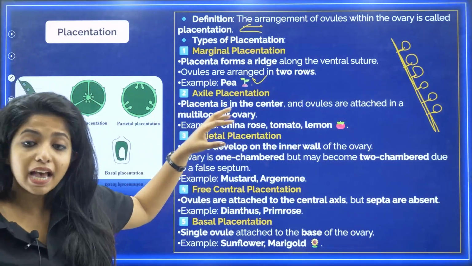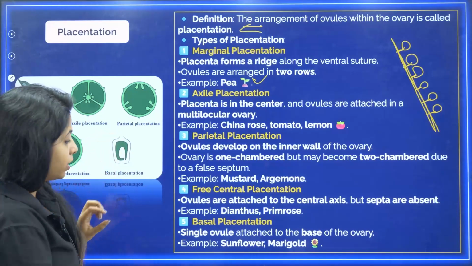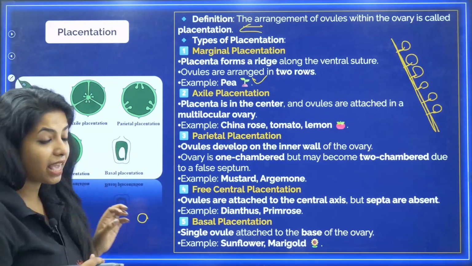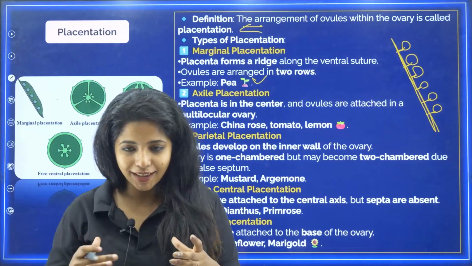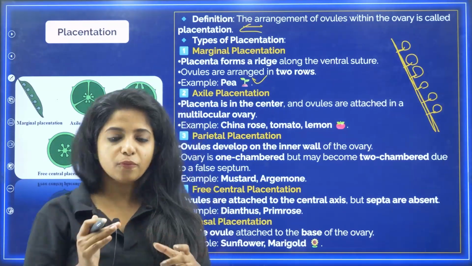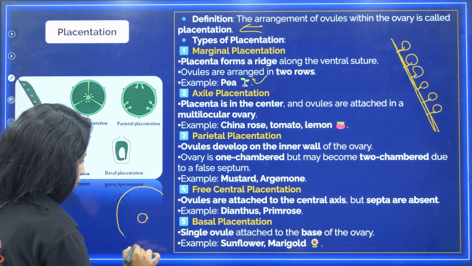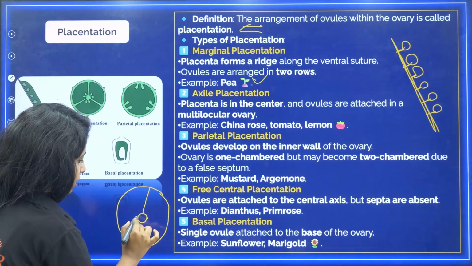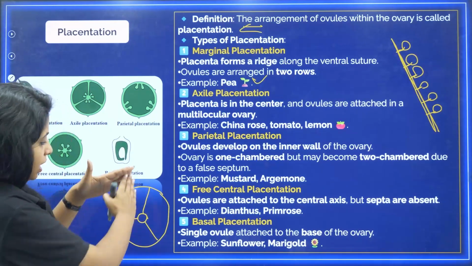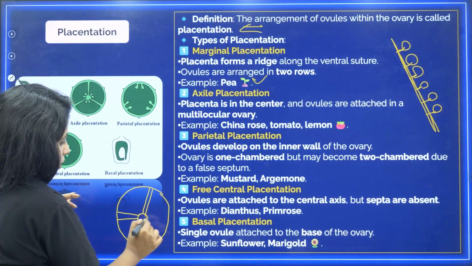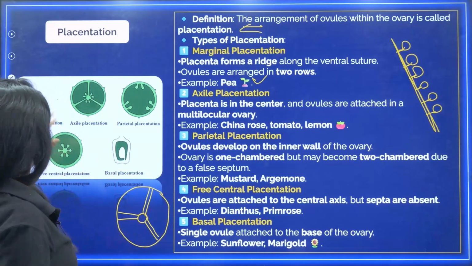Now you have axile placentation. What happens in axile placentation is this, where, my dear children, there is an axis in between. Suppose I am seeing the ovary like this. Okay, the ovary which is there, it is like this. So top view I am seeing. In top view, what will I find? There is an axis in between, and suppose this is the ovary in general. I would be having certain septa which would be dividing the ovary into different parts.